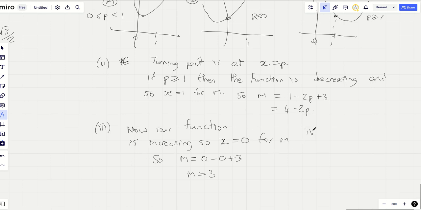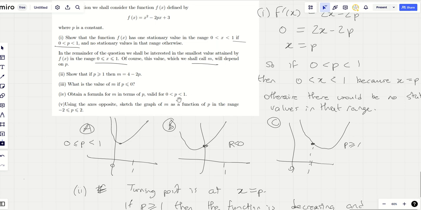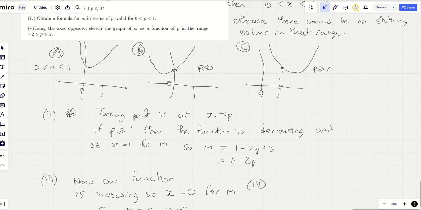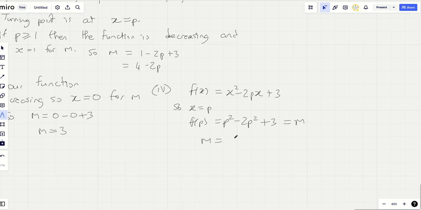Okay, part 4. What are they asking for now? Obtain a formula for m in terms of p, valid from 0 to p to 1. So we want a formula for m in terms of p. We're trying to find a turning point here. Well, we know x equals p, so what we can do is just chuck in, because f of x is x squared minus 2px plus 3. So x equals p, so f of p is going to be p squared minus 2p squared plus 3. Remember, this is what m equals, so m equals 3 minus p squared. That's it. That's what you've got to do.